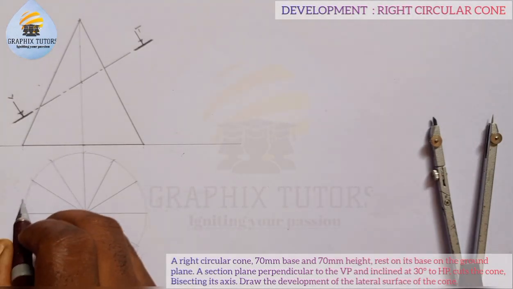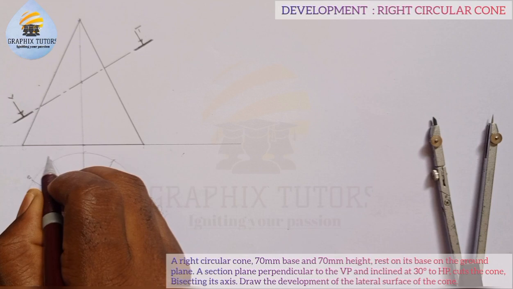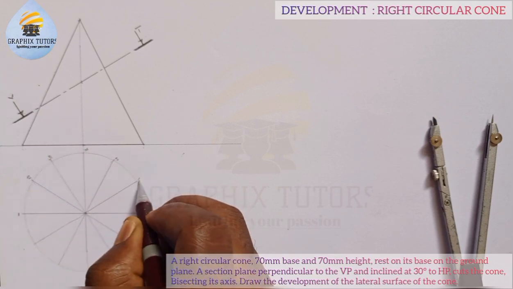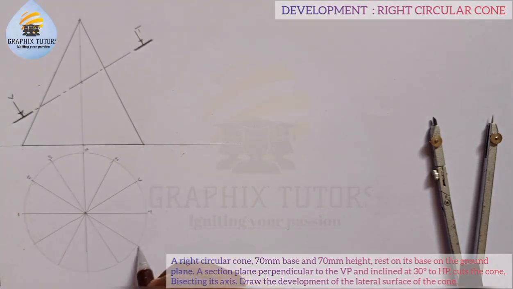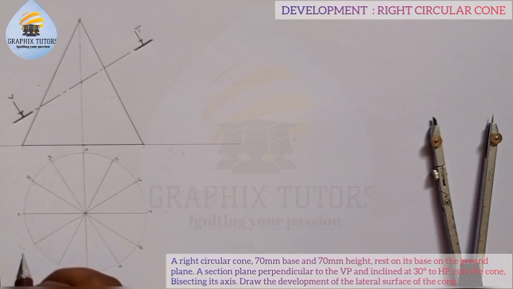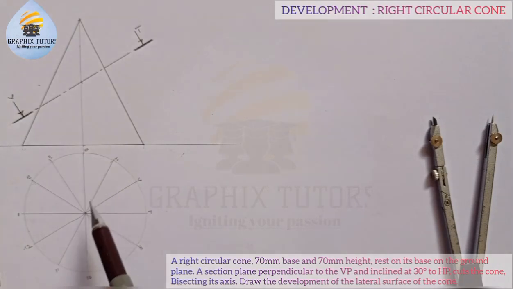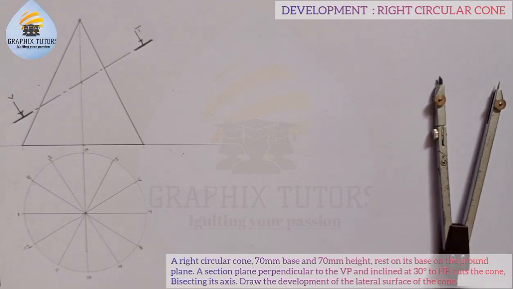This will be point 1, point 2, point 3, 4, 5, 6, 7, 8, 9, 10, 11, 12, back to 1. Right? Now we want to draw. I will now project each of these points to touch the base of the circle. So projecting each of the points to touch the base of the circle, I'll place it this way.